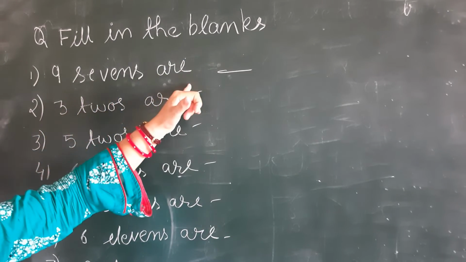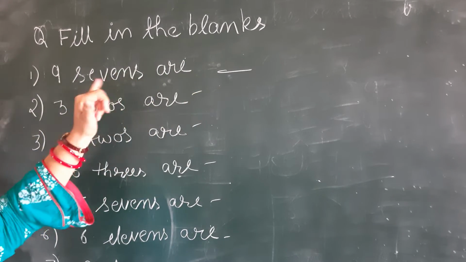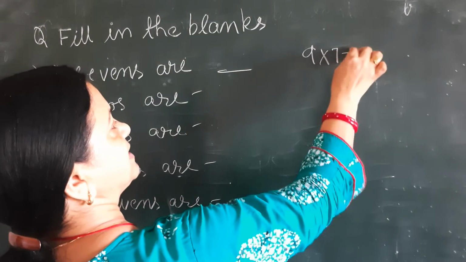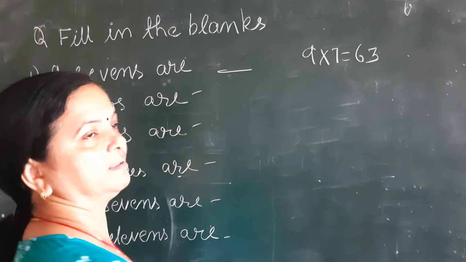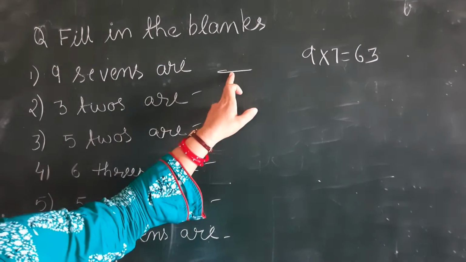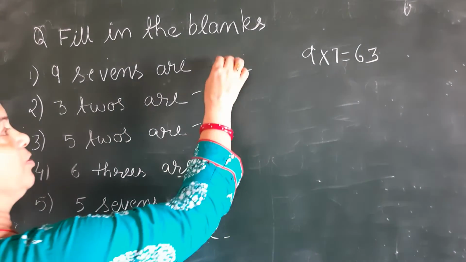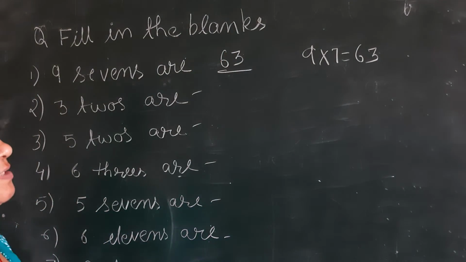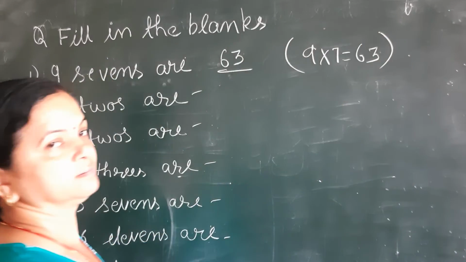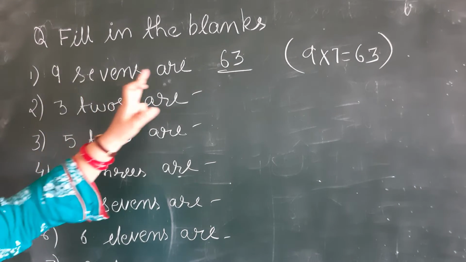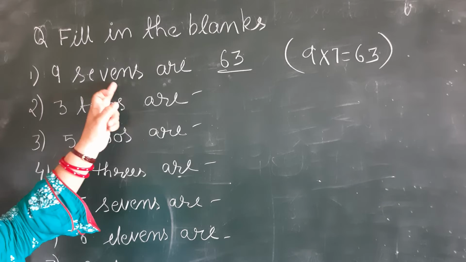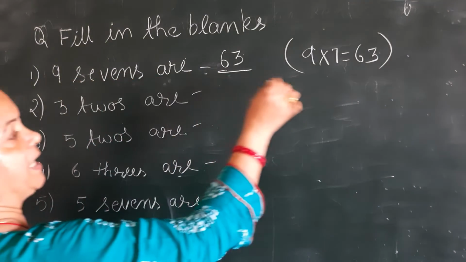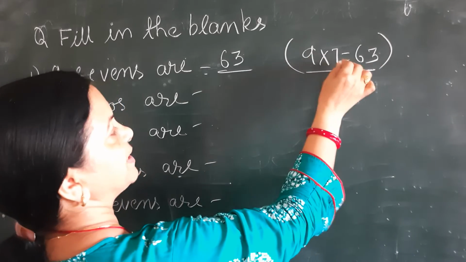9 7s are. 9 7s are means 9 into 7. We will just multiply 9 into 7. 9 7s are 63. So what will come here? Here it will come 63. Okay, student? 63. This way you have to multiply it. 9 7s are is equal to 63. So we have to multiply 9 by 7, we will get 63.